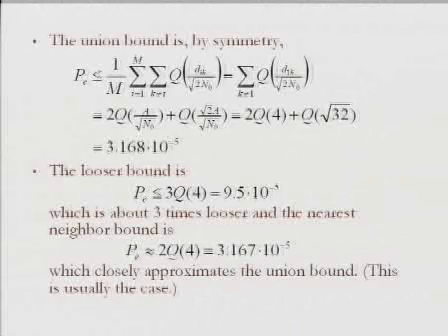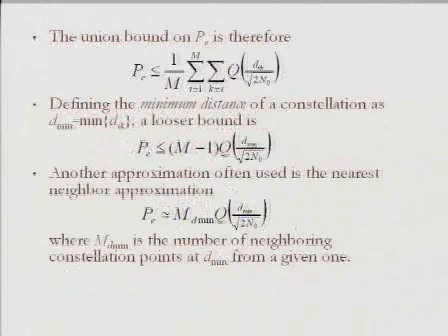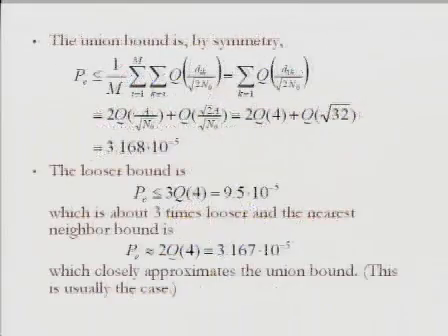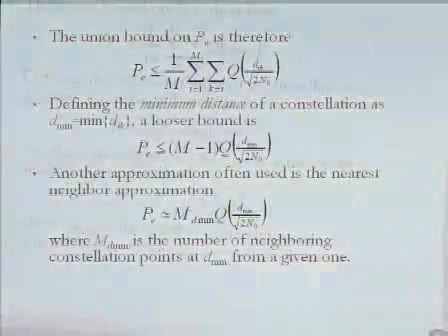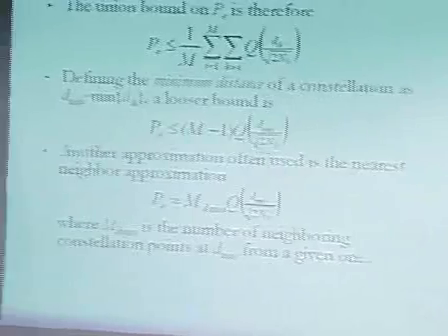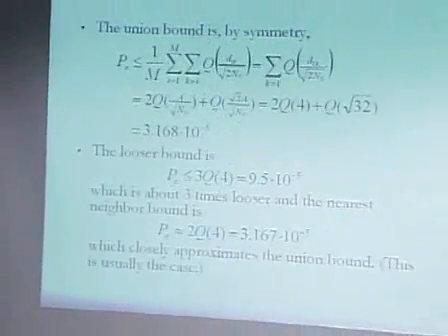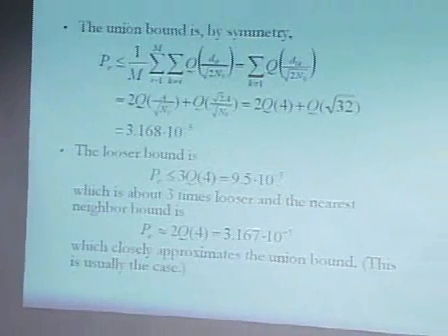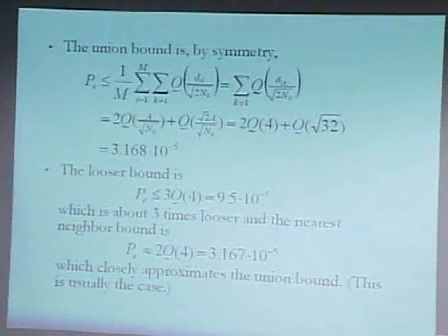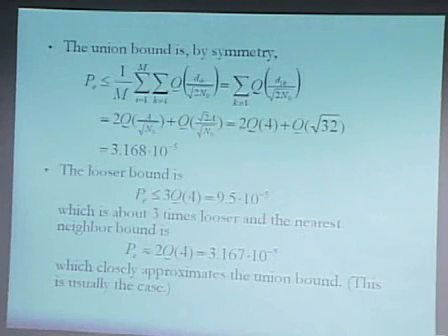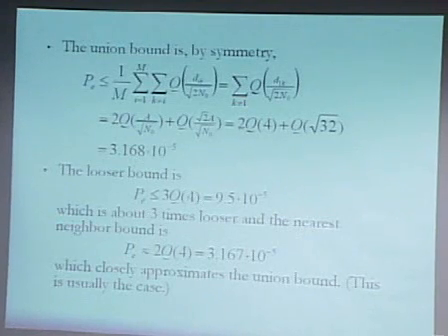Now, that was for the union bound, right? Remember, this guy up here. Now, let's look at the looser simplified bound. This one is easy: 4 minus 1 is 3 times this Q. So it's 3 times the Q of 4, which is 9.5 times 10 to the minus 5. So it's about 3 times larger. It's a worse bound, but it's somewhat easier to compute, right?